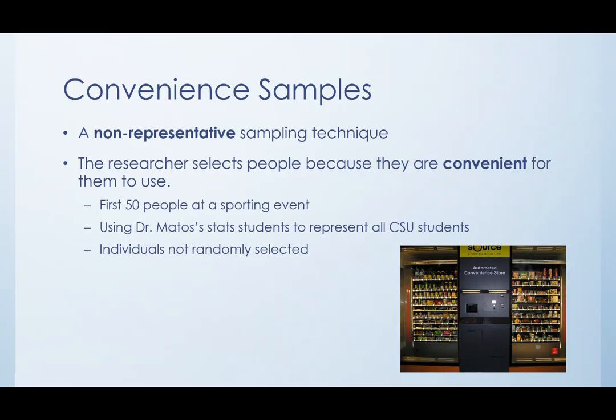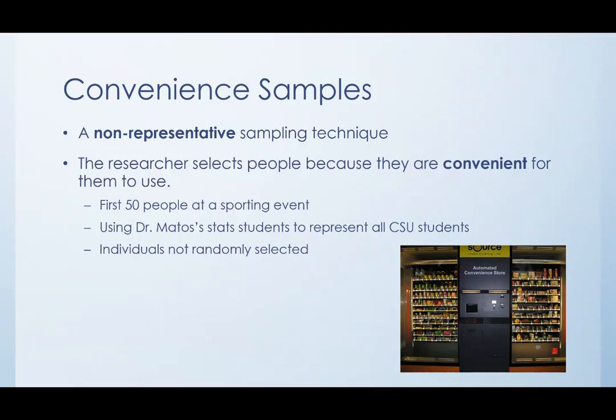Examples might be, you want to learn about individuals going to a particular sporting event, so you show up there and take the first 50 people that come, right? Those are going to tend to be your larger fans, tailgaters, that sort of thing, and it's not going to represent all the people that go to the event.